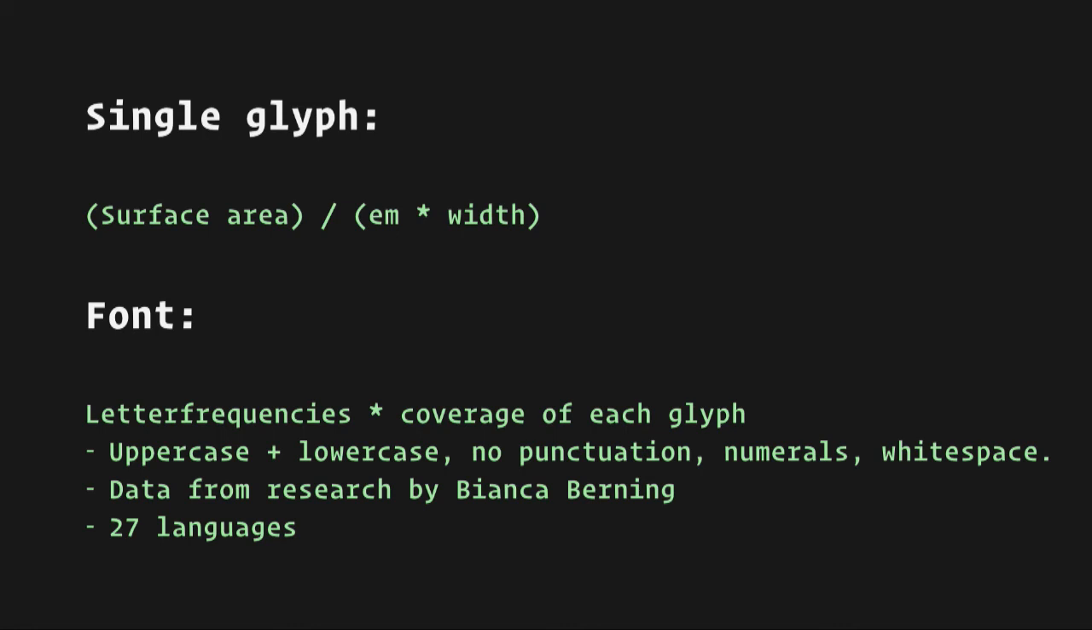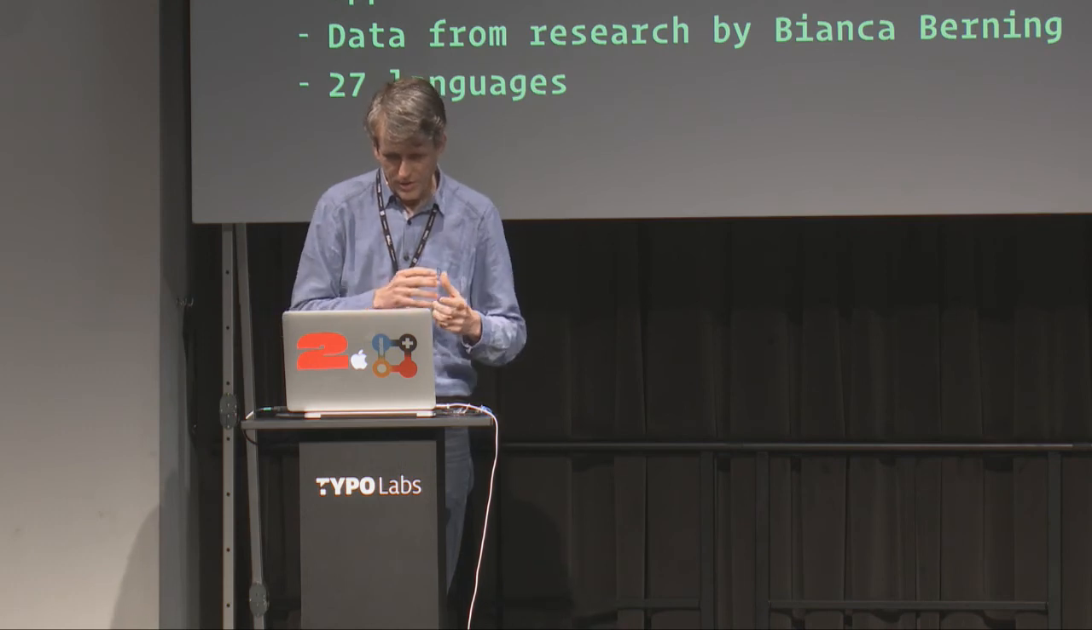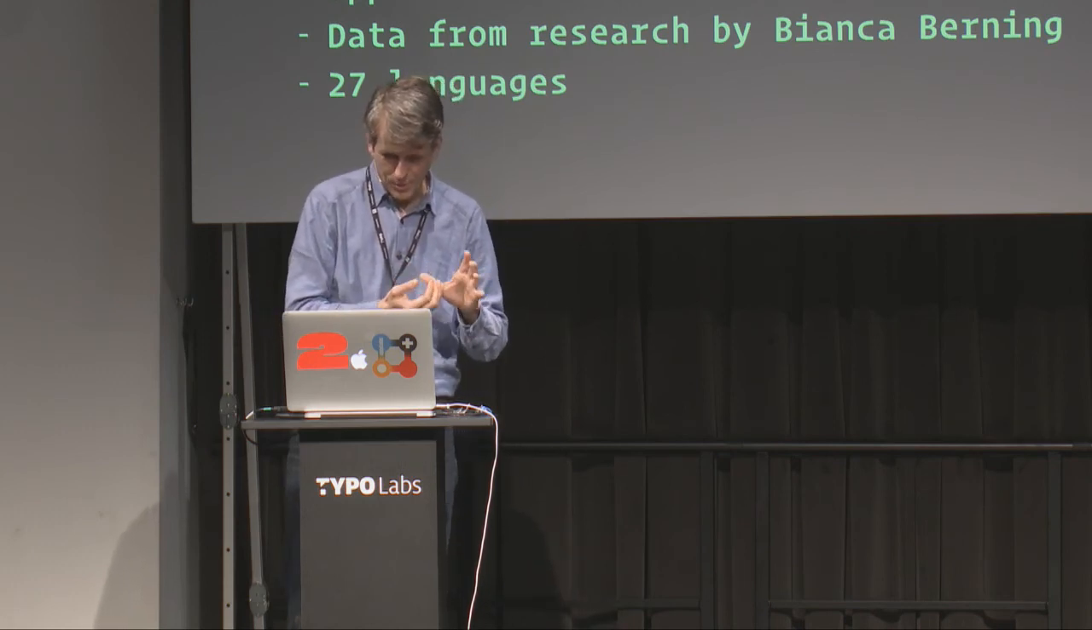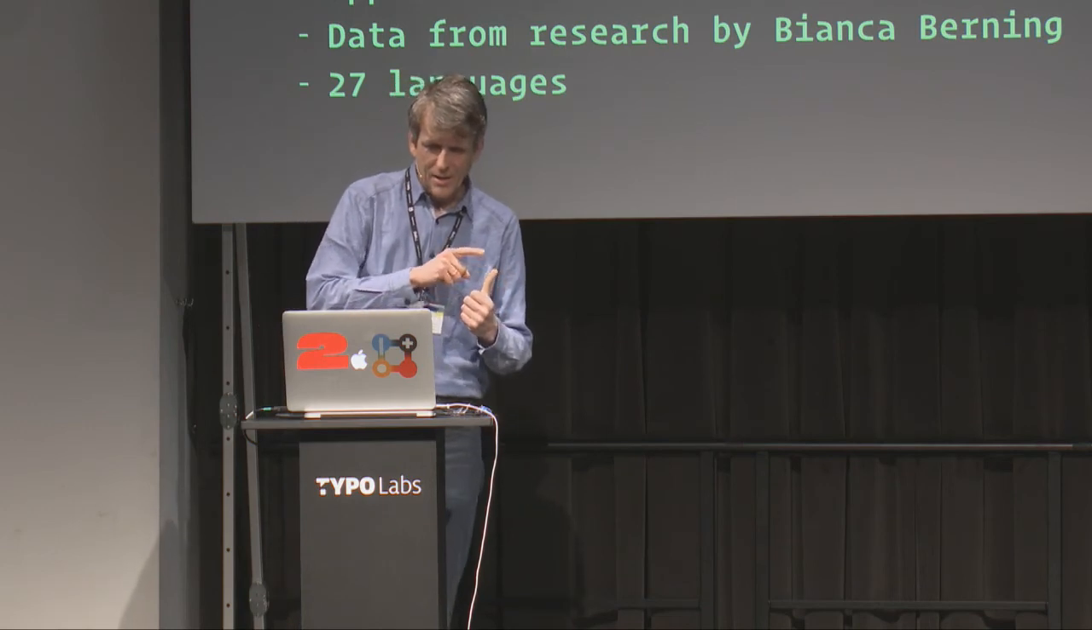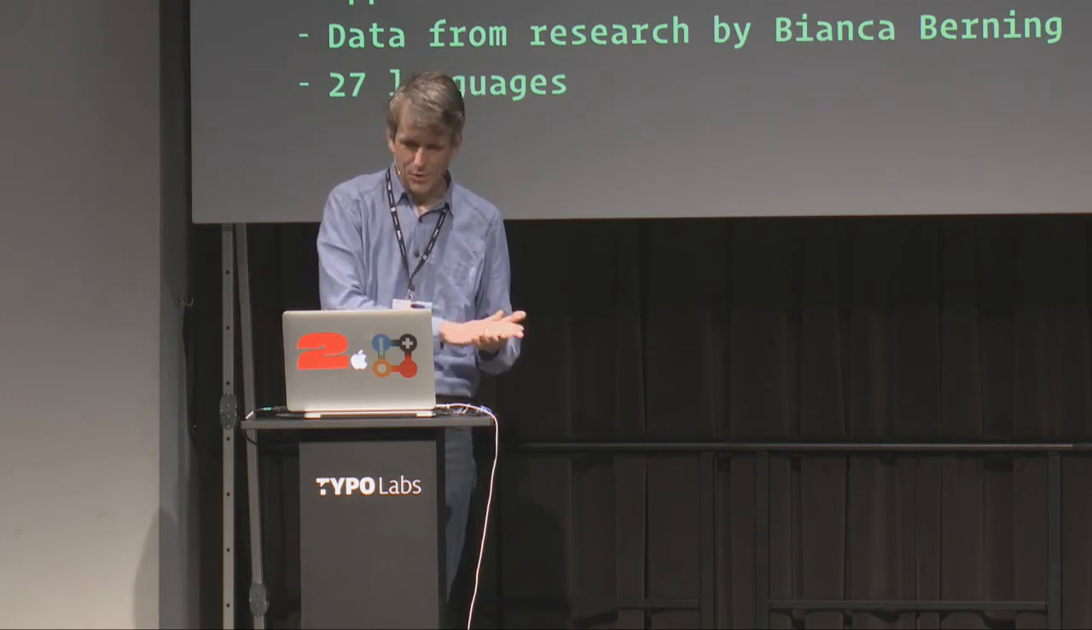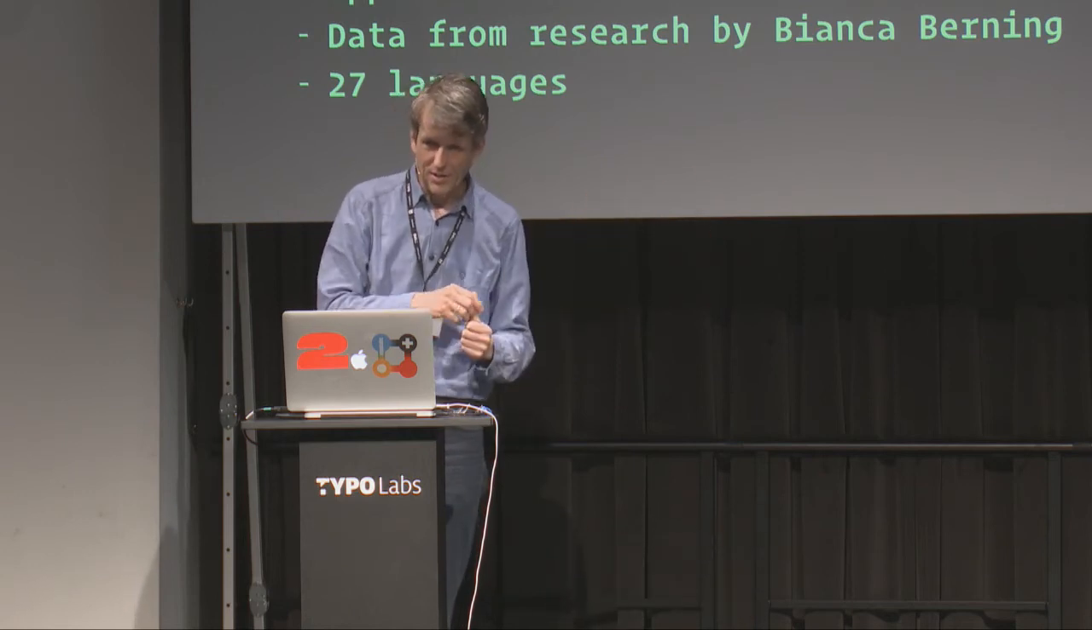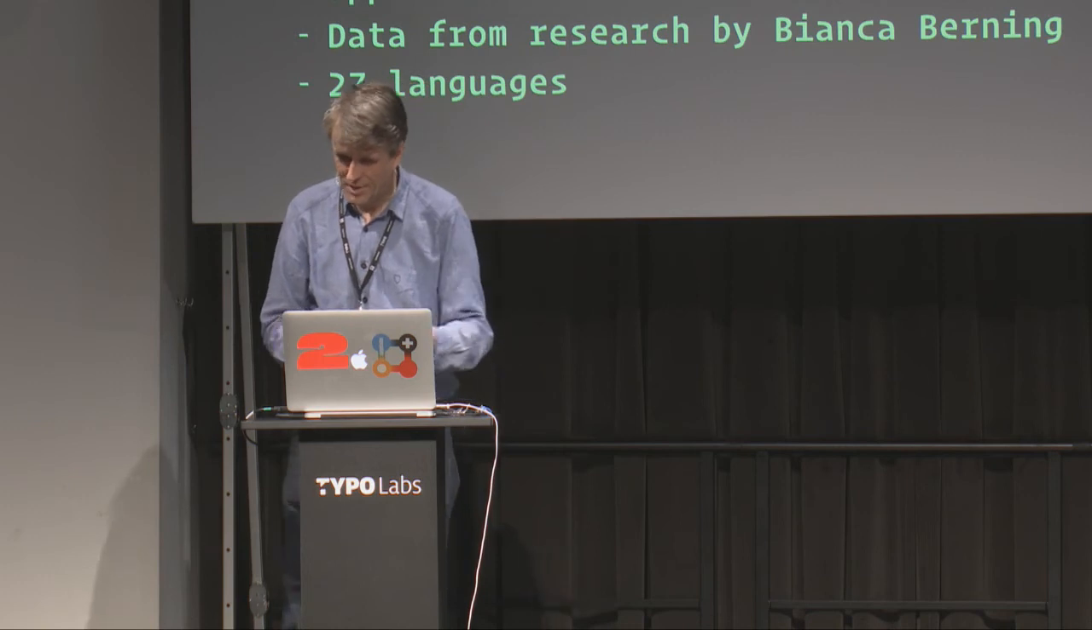So what to do with a font? With the help of Bianca Berning and some questions on Twitter, I got my greasy hands on a table of letter frequencies covering a whole bunch of languages. You say, well, now for English, this many capitals and this many lowercase. For French, for German, for I think 27 altogether. Did some number crunching on that, saved it in a format that I can use. Now, I can calculate the coverage of every single glyph and then multiply it by this letter frequency. So it means that you can calculate the color for a specific language.